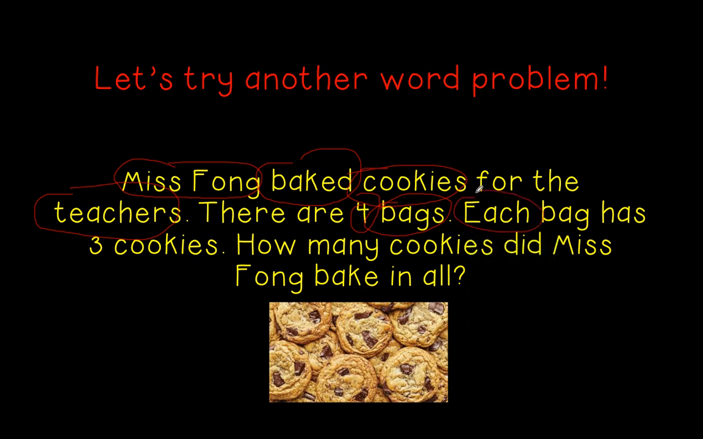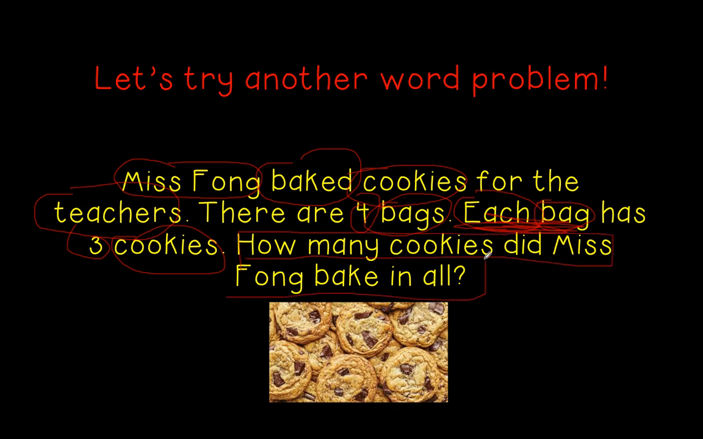Oops, sorry. Each bag, 3 cookies. This part right here, each bag, is how you know it is multiplication because each bag has the same amount. It would be regular addition if one bag maybe had 3, one bag had 4, one bag had 5. But since it says each bag has 3 cookies, that's how you know it's multiplication because it's the same number repeatedly. And then we're going to box that question. How many cookies did Miss Fong bake in all?